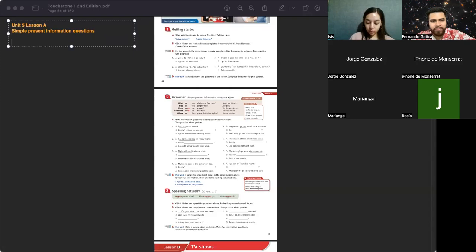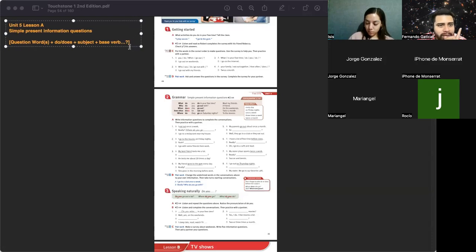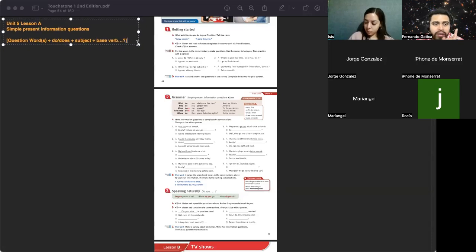Information questions. Ustedes ya saben cuándo usar do y cuándo usar does, ¿no? Does con he, she, it y do con todo lo demás. So this is the formula. Question word, or words, plus do or does, plus subject, plus base verb. Van a poner la palabra de pregunta o las palabras de pregunta. Después do o does. Ustedes ya saben cuándo usarlos. Y el sujeto y el verbo en su forma base.